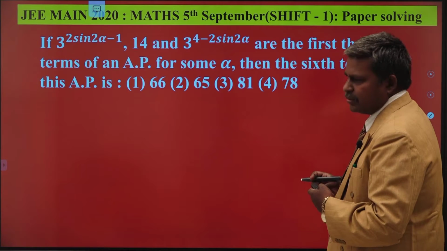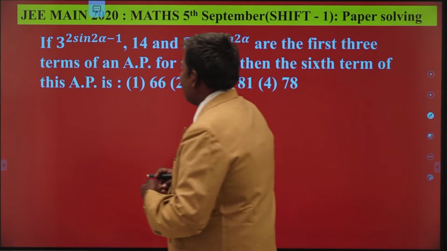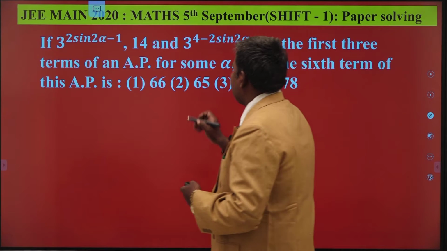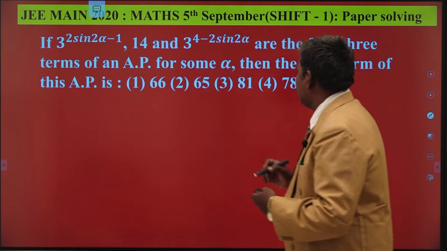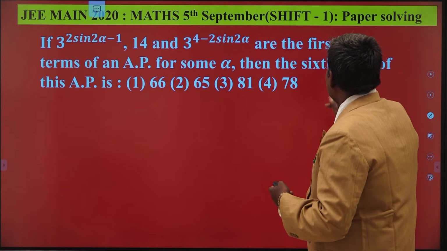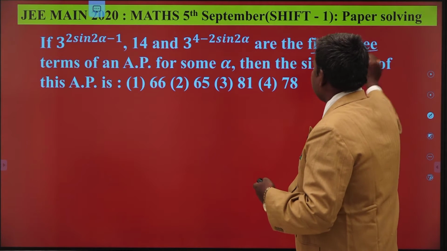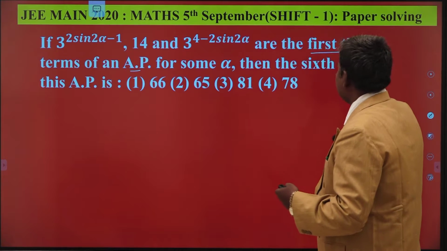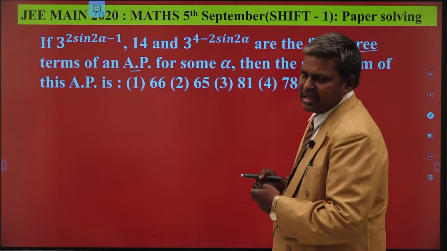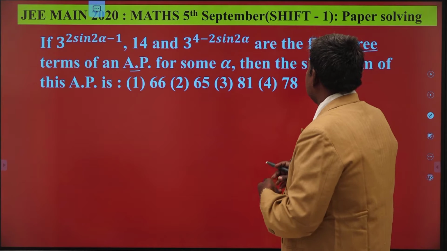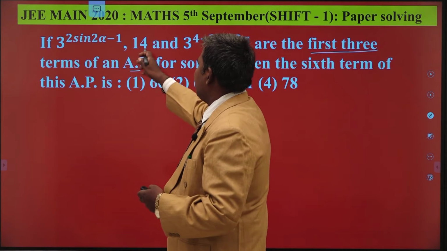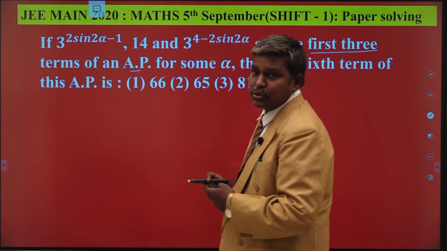See the next question. If 3 power 2 sin 2 alpha minus 1, comma 14 and 3 power 4 minus 2 sin 2 alpha are the first 3 terms of an arithmetic progression for some alpha, then the 6th term of this AP is what they are asking. These are the first 3 terms of arithmetic progression. Suppose if it is A, this will be A plus D, this is A plus 2D.